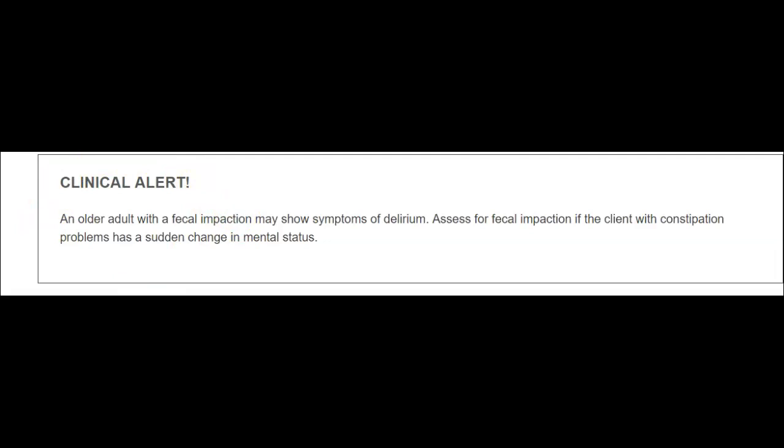So as nurses, we've got to say, Mr. Jones was fine yesterday. All of a sudden today, he's acting a little different. Let's see what his last bowel movement was. Let's try and get a urine sample to make sure he or she does not have a urinary tract infection. Critical thinking, putting the bigger picture together.